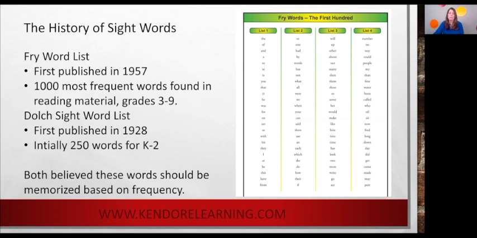And that's what a lot of schools still do to this day. They just say, you're going to have to do the first 100 words, and then the second 100 words, and the third 100 words, and keep going until you have them all memorized, which in my opinion is really inefficient.